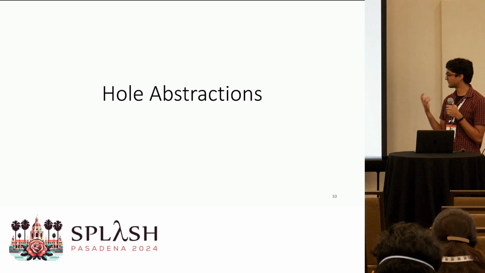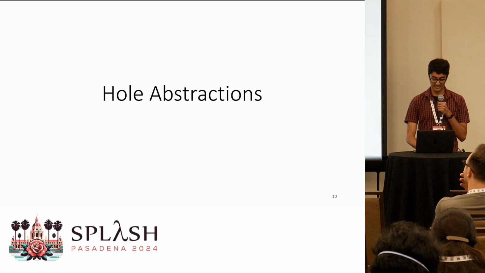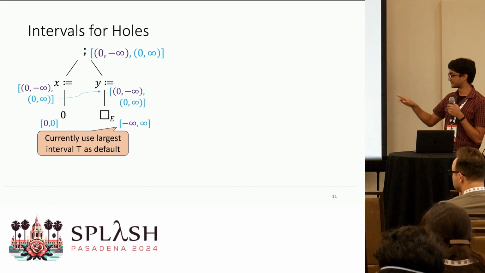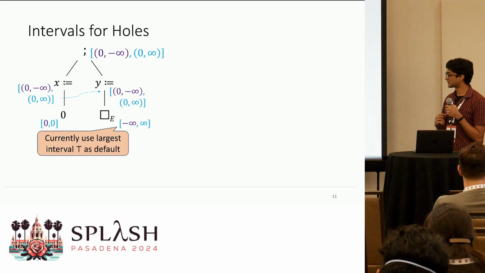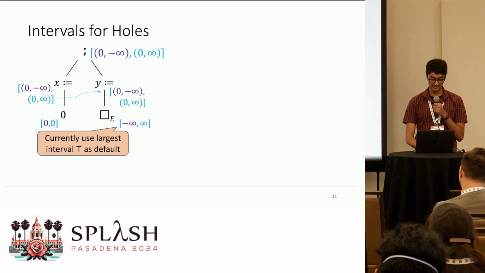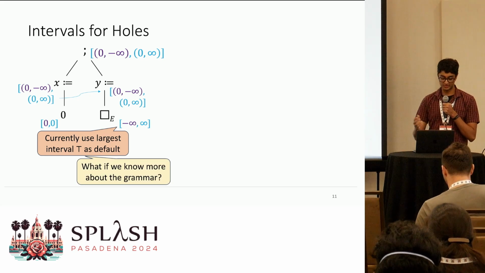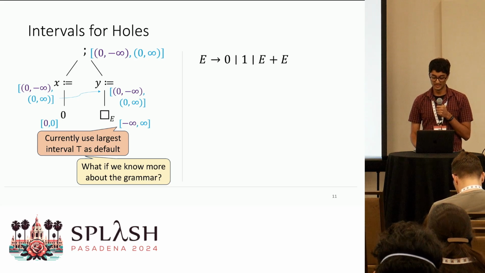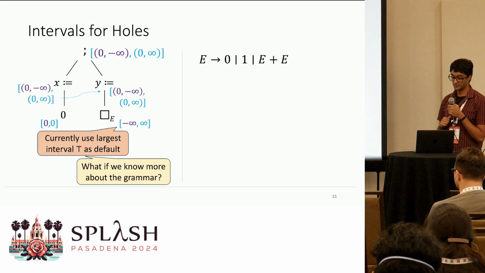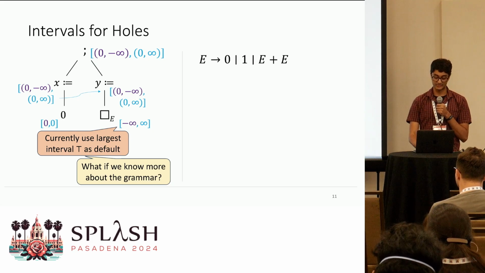But we actually found one other way that we can make our interval abstractions for the whole abstract syntax tree even more precise. This comes from something I said earlier in the talk, which is that currently we set the interval for this hole to be the largest possible interval, top. We just sort of defaulted to that. But there's this question of what if we can learn more things from the grammar? As a very simple and restricted case, consider this non-terminal where we take E and it just goes to the number 0, 1, or it can recursively add two terms together.